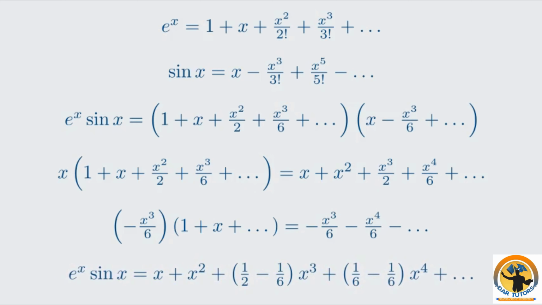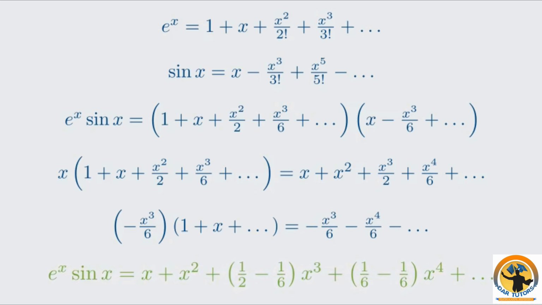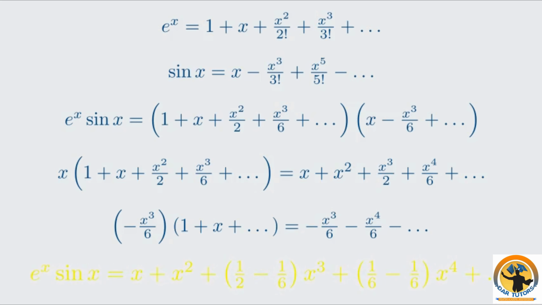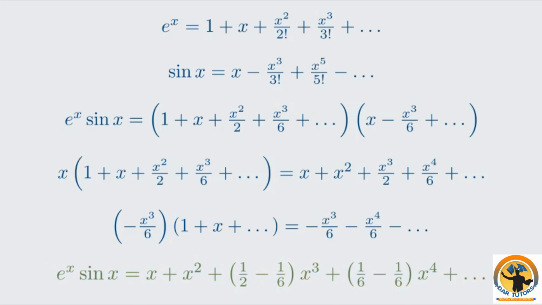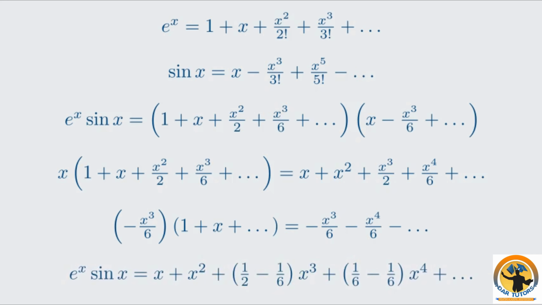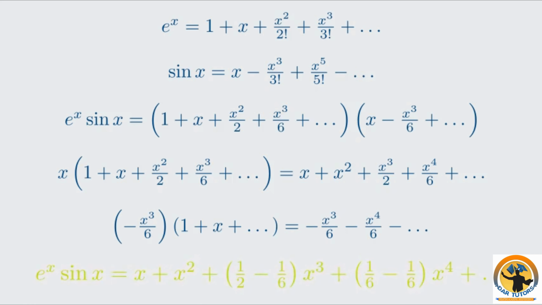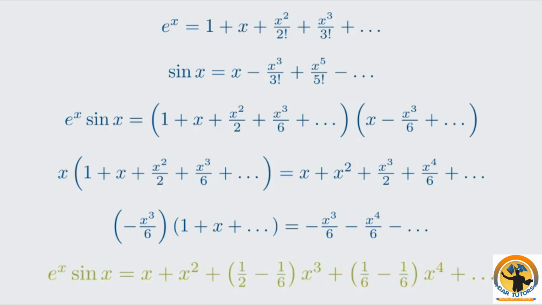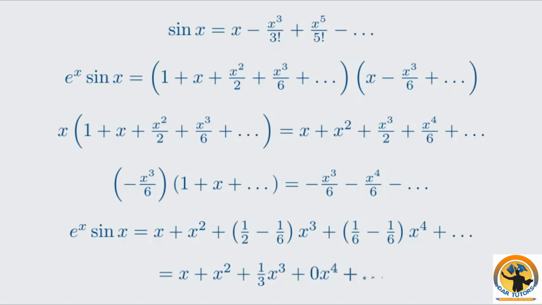For the x cubed term, we have 1 over 2 minus 1 over 6, which is 3 over 6 minus 1 over 6, or 2 over 6, which simplifies to 1 over 3. For the x to the fourth term, we have 1 over 6 minus 1 over 6, which is 0. Since the x to the fourth term is 0, we need to find the next non-zero term.